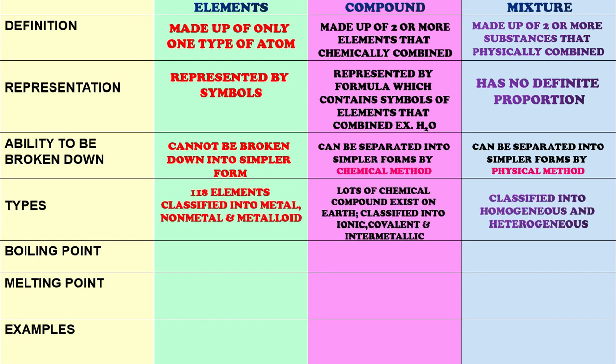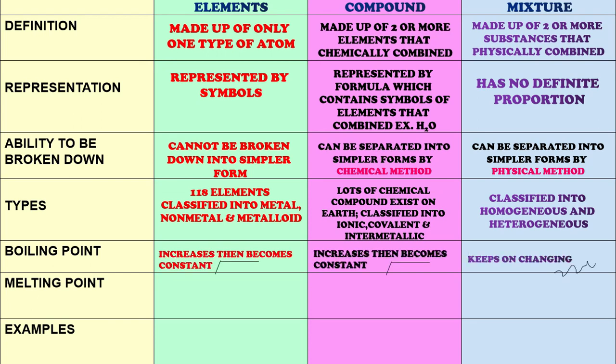According to type, there are 118 elements classified into metal, non-metal, and metalloids. And there are lots of chemical compounds that exist on Earth. They are classified into ionic, covalent, and intermetallic. And the mixtures are classified into homogeneous and heterogeneous.